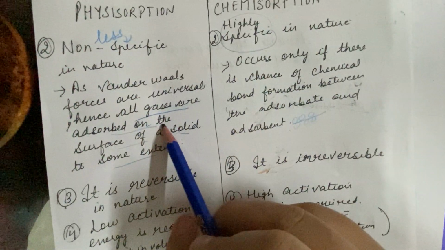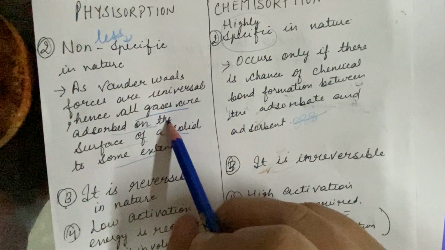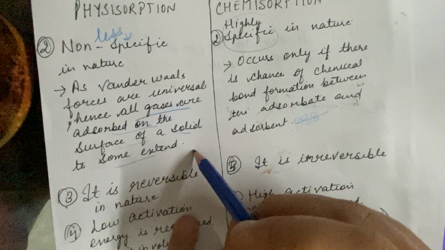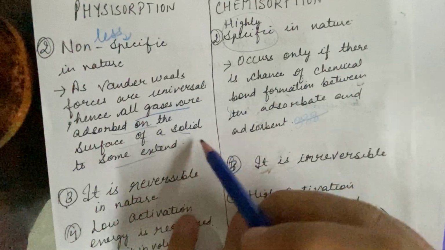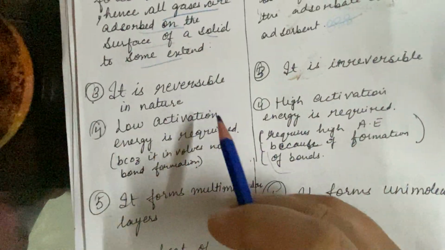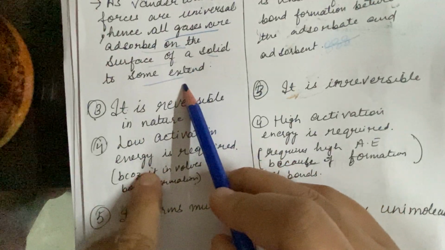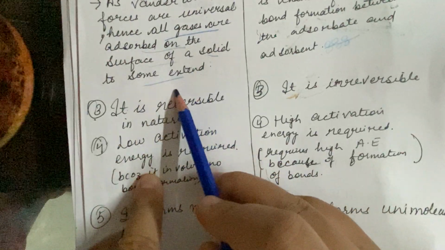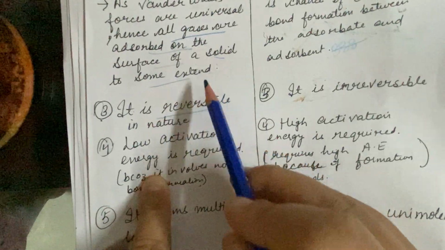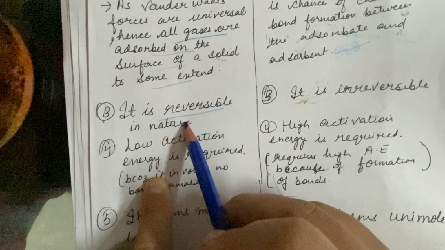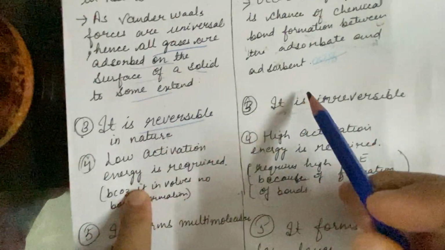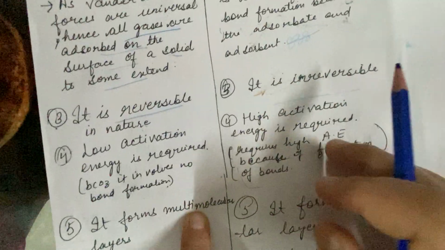So chemisorption is highly specific because it involves bond formation. Physisorption is less specific because it involves van der Waals forces, and all gases get adsorbed on the same solid to a different extent. So this is a physical process. In this, no bond formation takes place. So we can say physisorption or physical adsorption is reversible. It is reversible in nature, and chemisorption is irreversible in nature.